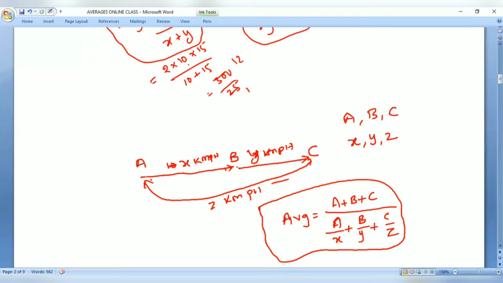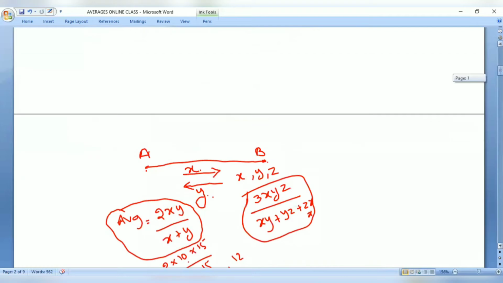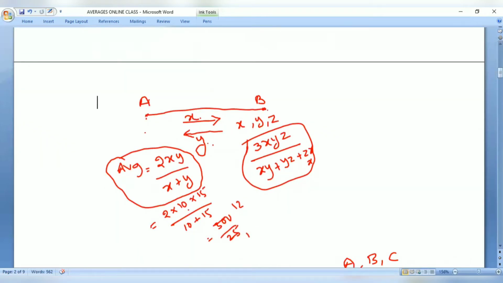When the distance is same, we have used the first concept. When the distance between A and B is same, if you are moving from one direction to another with some speed and returning back with some other speed, you can say 2xy by x plus y. If there are three different speeds, then 3xyz divided by xy plus yz plus zx.